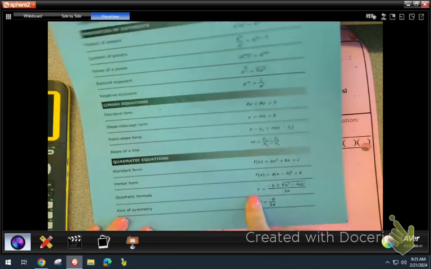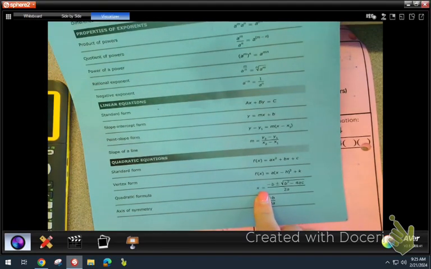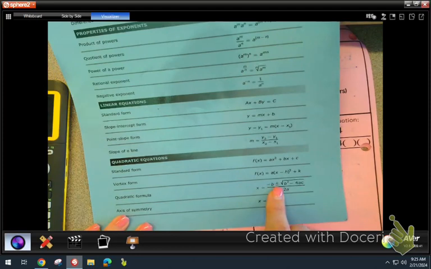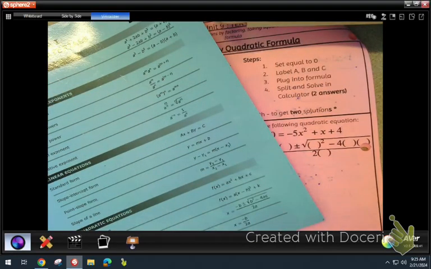But this is going to give us x equals, because that's what we're solving for. Our solutions, our zeros, that's what we're looking for. Negative b, again, negative b, plus or minus, that's a minus sign, square root b squared minus 4ac all over 2a. Okay? So I want you to know the little song with it.